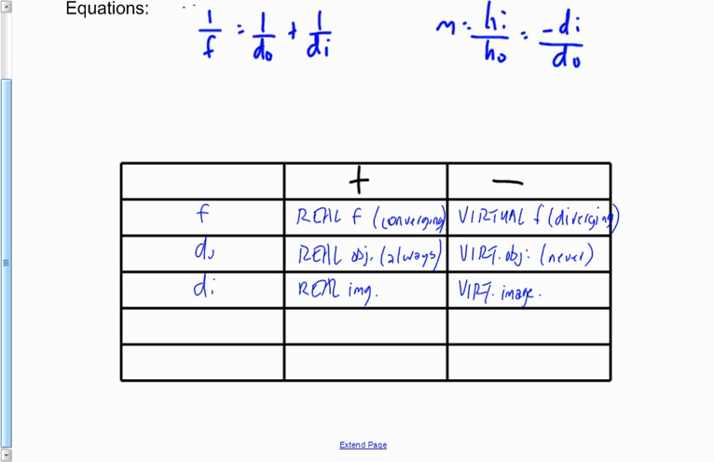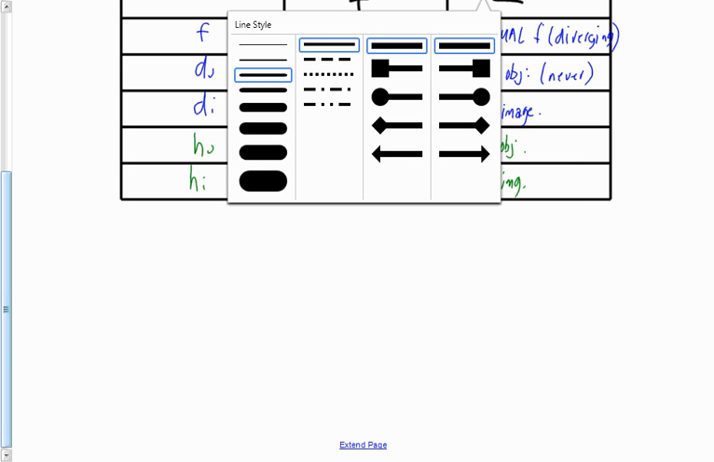Let's look at hO, or hI, I should say. hO is positive when you have an upright object. And it's negative when you have an inverted object. hI is positive when you have an upright image. And it's negative when you have an inverted image. And finally, the last one, the magnification.